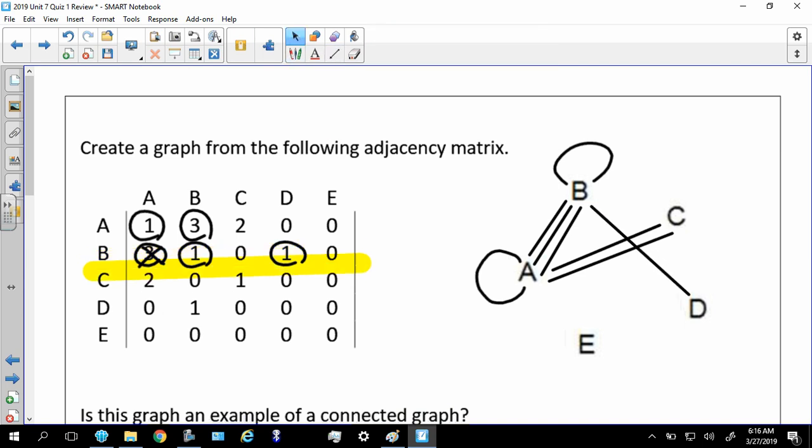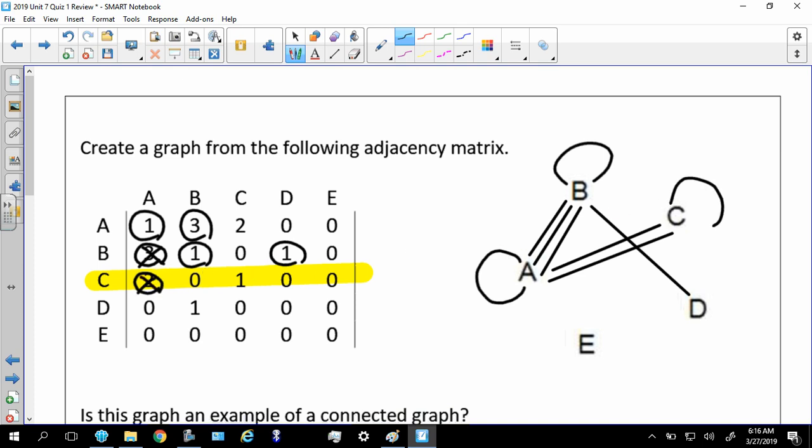So now we're going to move on. Now remember, there's stuff that you're going to skip. So for example, this C to A situation, there's a 2, but we already have 2 drawn, so we're going to skip that one. Oh, there's another loop, C to C. All right, and that's it.